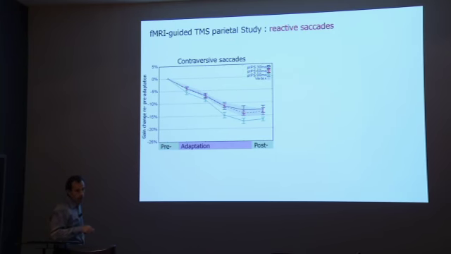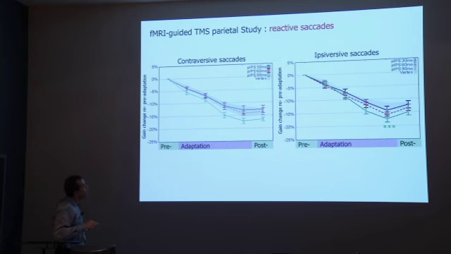Now, for reactive saccades, we got a completely different pattern of results. For controversive saccades, we have no significant changes of the different curves when compared to the vertex situation, although there was a trend for better adaptation, a larger change of saccadic gain, when PIPS was stimulated at 90 milliseconds. This trend turned out to be significant only at the end of the adaptation phase for ipsiversive saccades, but note, however, that this difference was not maintained in the post phase.